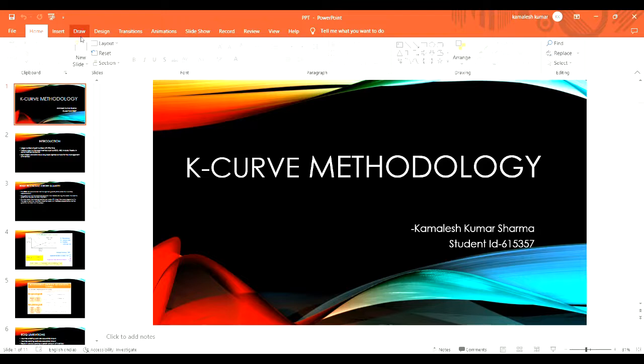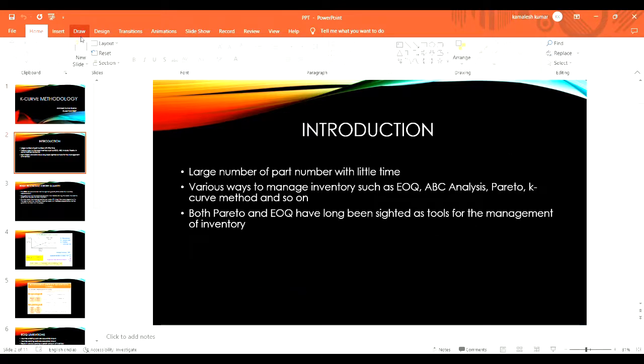In this K-curve methodology, it's being used in inventory management. Basically, in the warehouses, a large number of parts are to be handled in very little time. So we have various inventory management techniques, like the EOQ model, which stands for economic order quantity, ABC analysis, Pareto analysis, and the K-curve methodology.